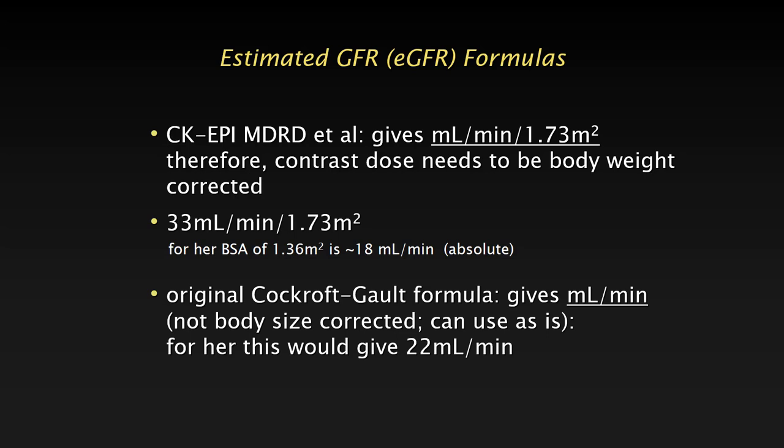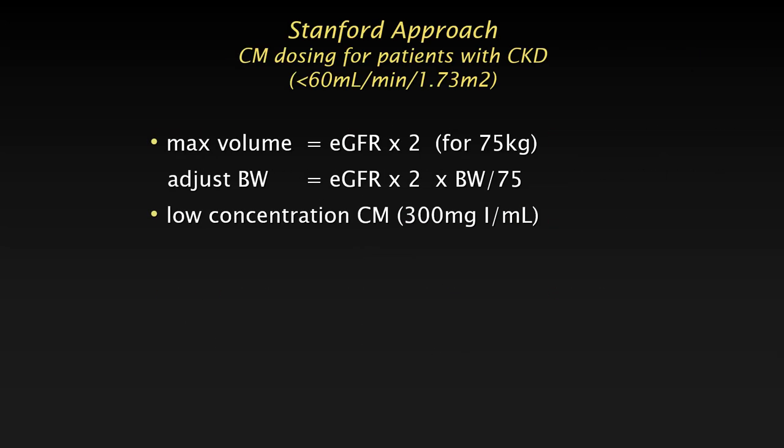Just for completeness' sake, the original Cockcroft-Gault formula does actually calculate the absolute milliliters per minute, so you could use this too, theoretically. You can actually correct back for her BSA, so her absolute GFR would probably be closer to 22 milliliters per minute.